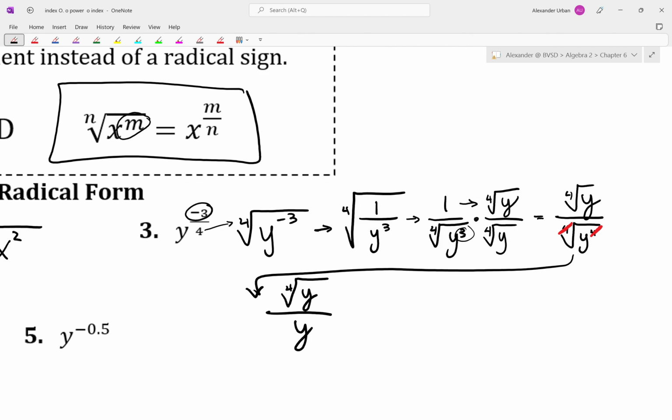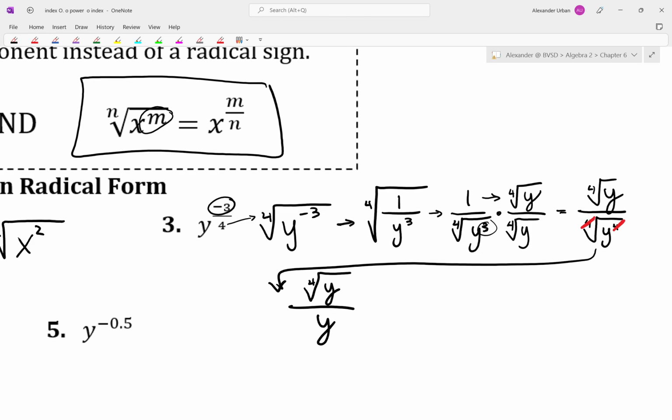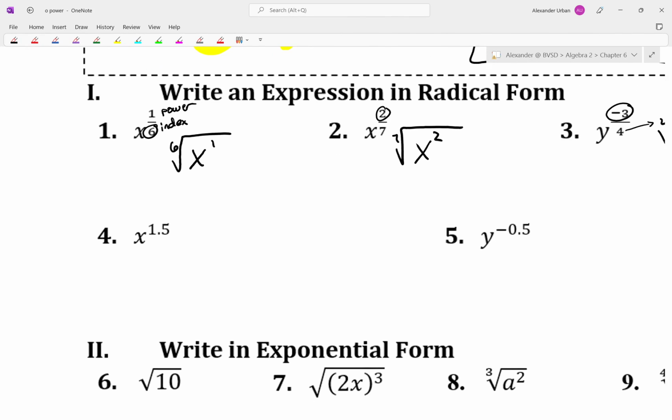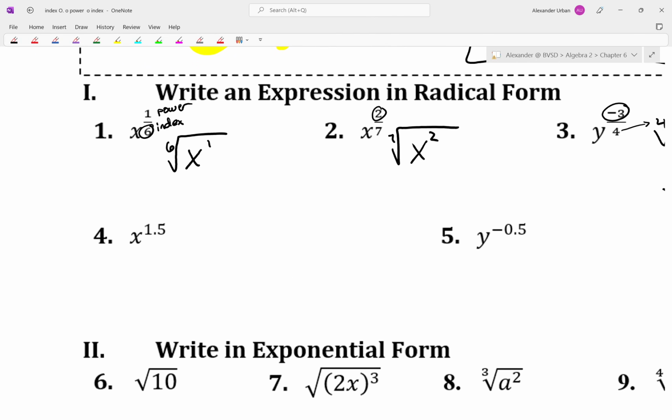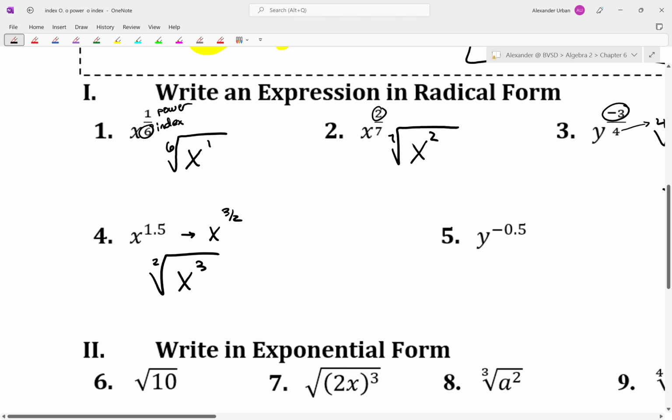I would definitely recommend going back and watching this one again, step by step, if you're lost. That one's a really, really good one. It's going to definitely show up on a quiz. Okay, for number 4, we have x to the 1.5 power, which is really x to the 3/2. So we have x to the 3rd power inside of the square root. So this is the root of x cubed.